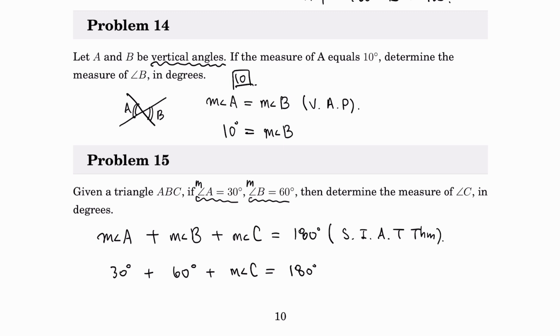We substitute the corresponding values for measure of A and measure of B, and measure of C becomes 180 minus 30 minus 60 using the translation property. That becomes 180 minus 90. And of course, we can express this as 90.